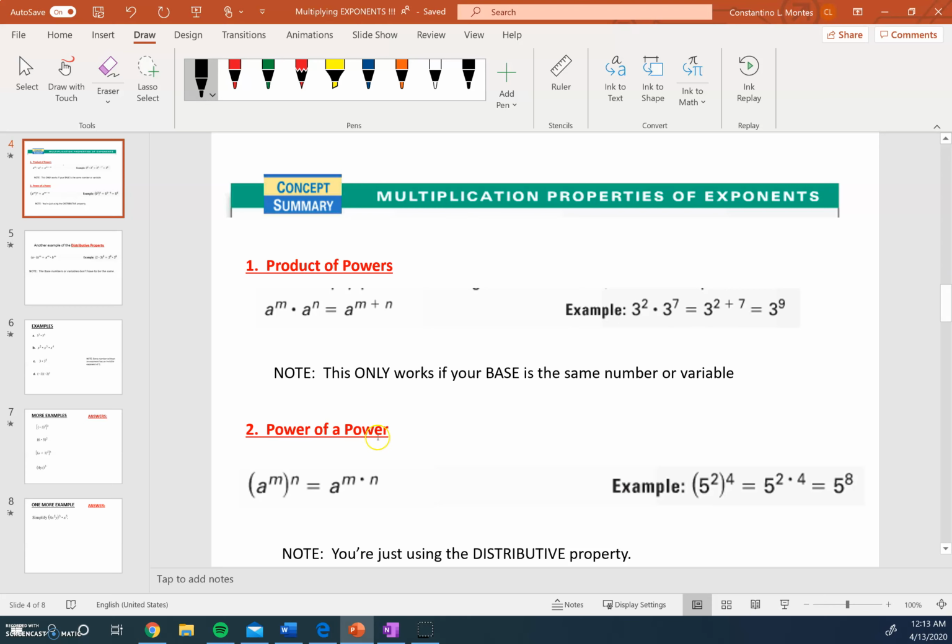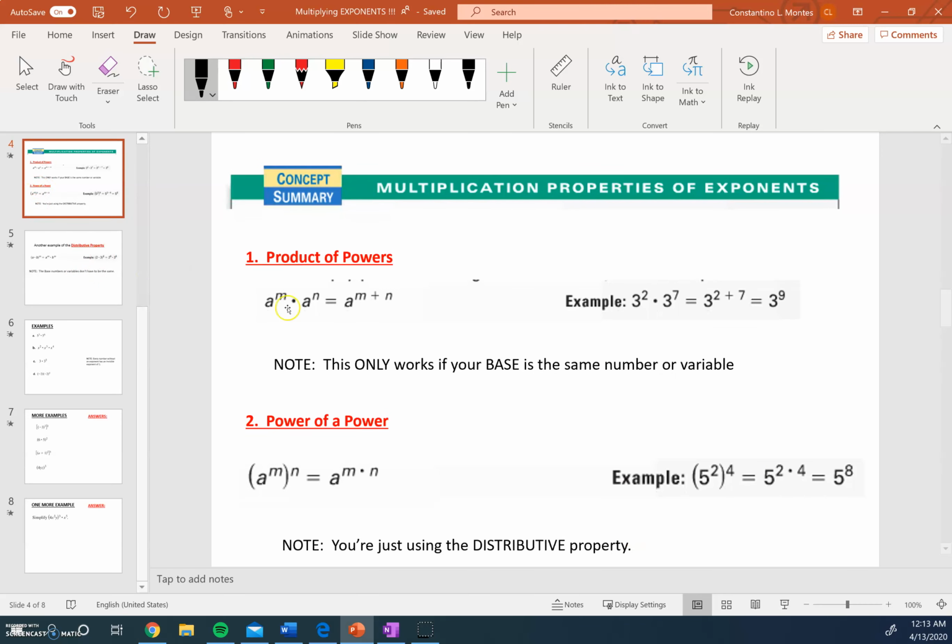We also had the power of a power rule, which stated that if I have a to the m power and I raise that to the nth power, we can just multiply those two powers together. Here's an example on the right. We have 5 to the power of 2, to the power of 4. That's equal to 5 to the power of 2 times 4, which is equal to 5 to the power of 8.